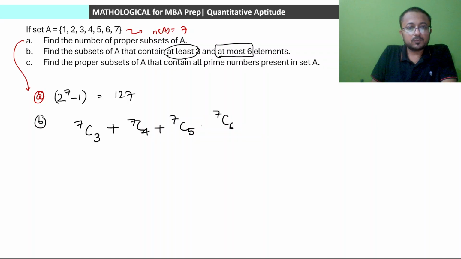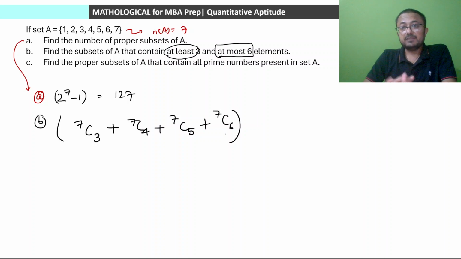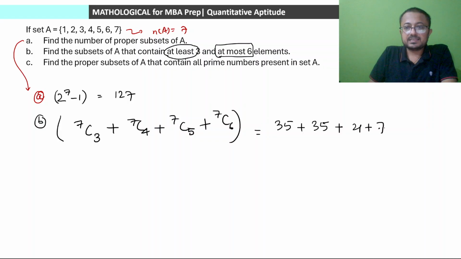So this will be our total answer: 7C3 plus 7C4 plus 7C5 plus 7C6. So the answer will be: 7C3 is equal to 35, 7C4 is also equal to 35, 7C5 is 21, 7C6 is 7. So this is 70 plus 28, 98 will be the number of subsets of A that contain at least 3 and at most 6 elements.